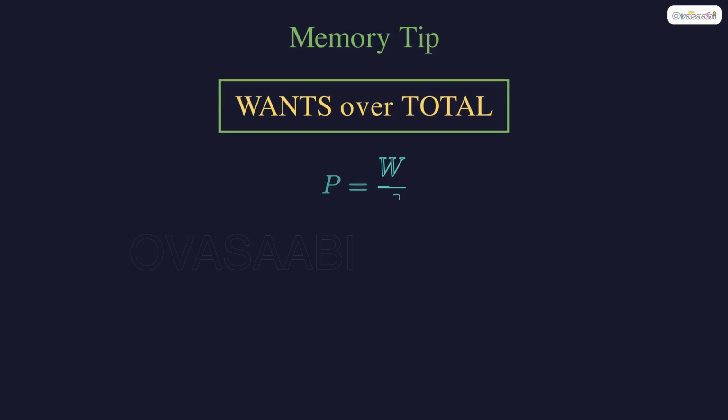Memory tip. Think wants over total. Count what you want on top, count everything possible on the bottom. Probability is always between 0 and 1.